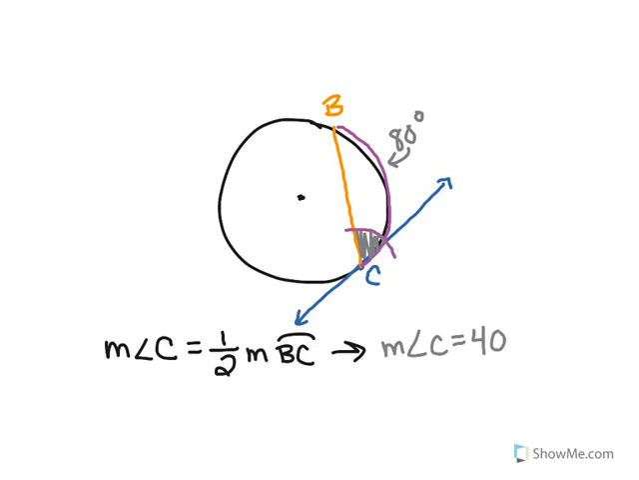Now, if you started with C, let's say that we knew that C was, let's go with a new number, how about 30? So the measure of angle C equals 30. And what if it asked then for the measure of arc BC? What is that going to be? Well, it's going to be twice as big. So twice 30 is going to be 60. And that's it. That concludes this tutorial.